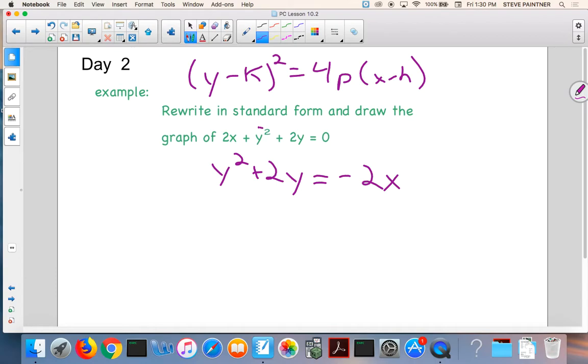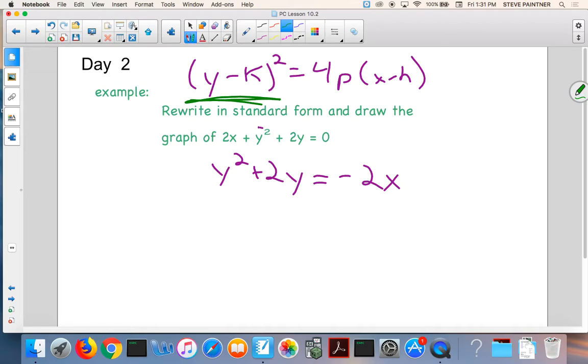All right, what now? Factoring? Will factoring help? The 2y to the other side. In our equation, all our y's are over here, all our x's are over here. I don't think it'll help. We have something squared up here, y minus k squared.